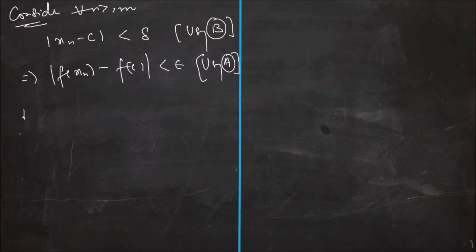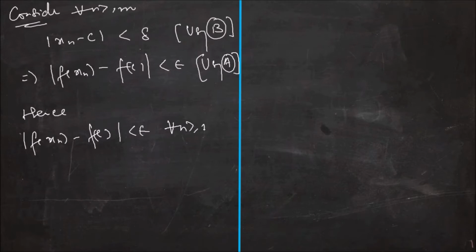Hence |f(xn) minus f(c)| is less than epsilon for all n greater than or equal to m, that is f(xn) converges to f(c). So one way we have proved.